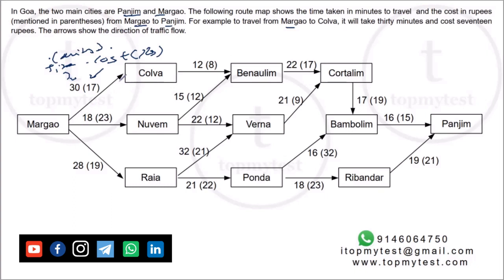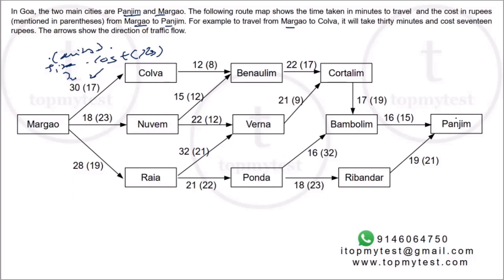So from Margao you can go to Kolva, then Benolim, then Kurtali, then Bamboli, and then Panjim. Similarly, you can also take Margao to Nuve, to Benoli, to Kurtali, Bamboli, and Panjim. Then Margao, Nuve, Verna, Kurtali, Bamboli, Panjim. And multiple routes are available, right? And you have different travel times and different costs. Nothing much to do with this, right?